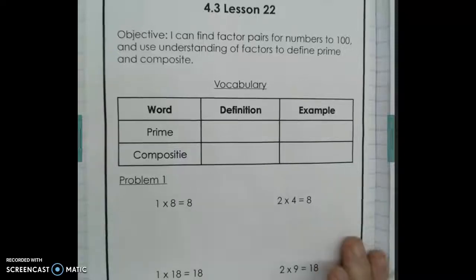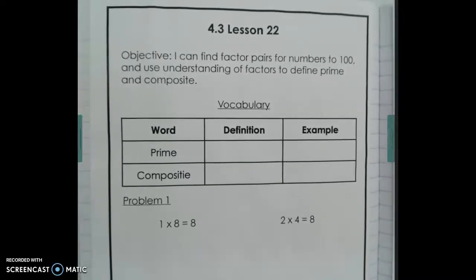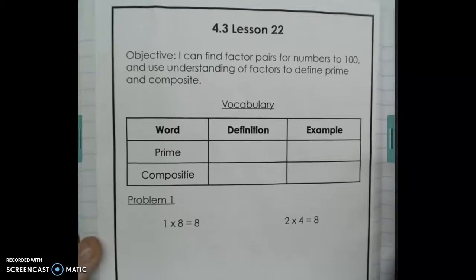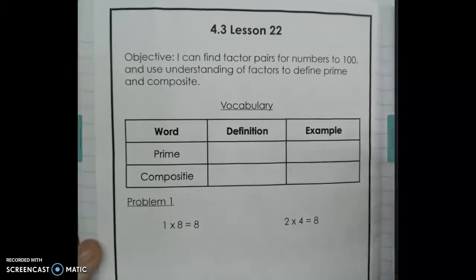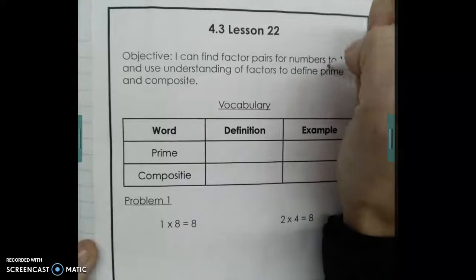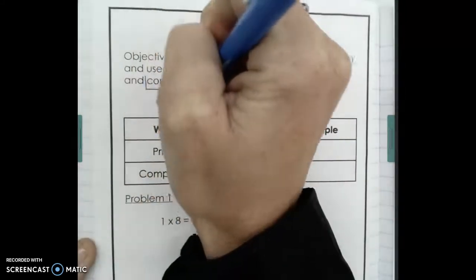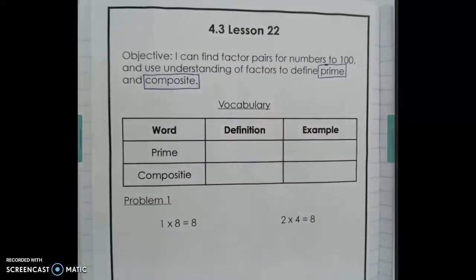All right, we're on 4.3, lesson 22, and we're moving on from division a little bit, taking a break, and it says, I can find factor pairs for numbers to 100 and use understanding of factors to define prime and composite. So we're going to be talking about these two names today, which are really important when we're trying to decide when we're multiplying and dividing.